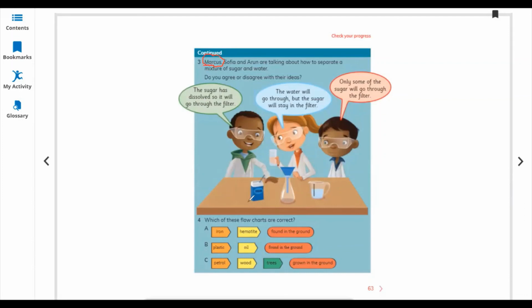Question number 4. Which of these flowcharts are correct? Iron, hematite, found in the ground; plastic, oil. Found in the ground; petrol, wood. This one. This one correct and this one correct. Both correct. Iron and hematite found in the ground, obviously. Plastic, oil found in the ground, both correct.